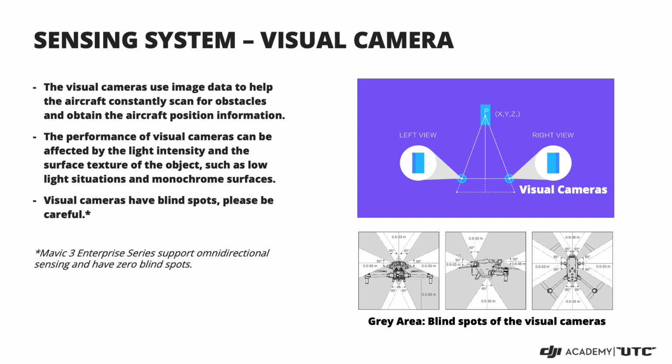On the other hand, low light or night situation, glass or water surfaces are dangerous for a UAV because the visual camera cannot work as expected. Even in daytime, you should remember that some models have blind spots in visual sensing system. Mavic 3 Enterprise series uses ultra-wide cameras so they can achieve omnidirectional sensing and have no zero blind spots theoretically.